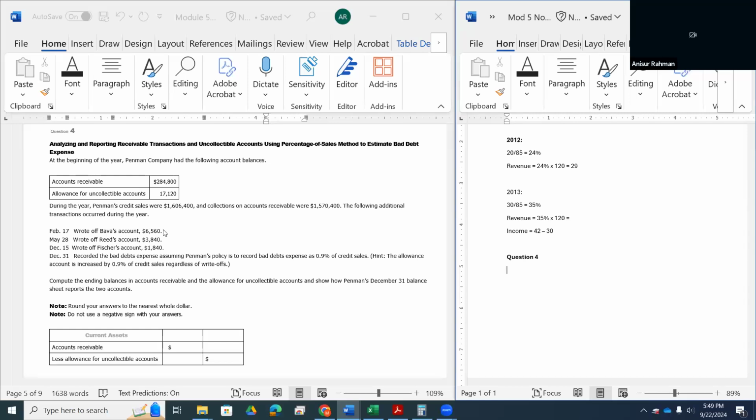So what will happen is, when a company sells to its clients, it records sales, of course. The amount that is sold on credit will be accounts receivable. Those that are sold on credit.